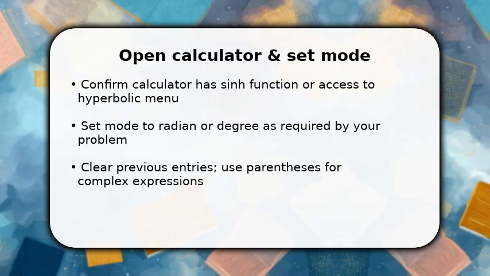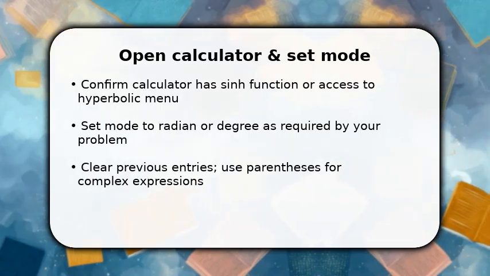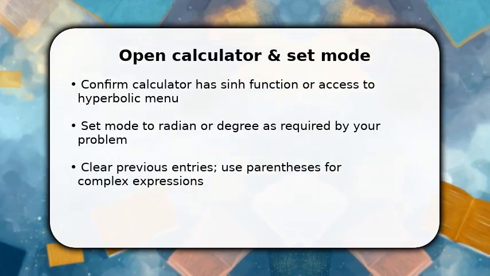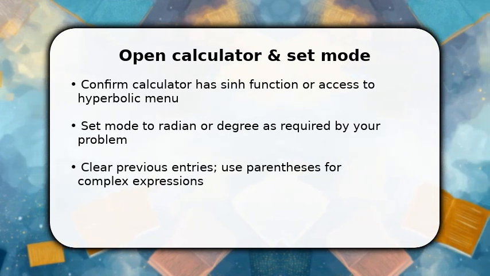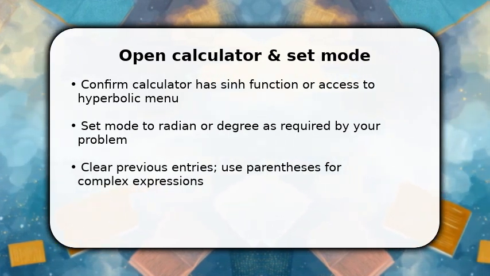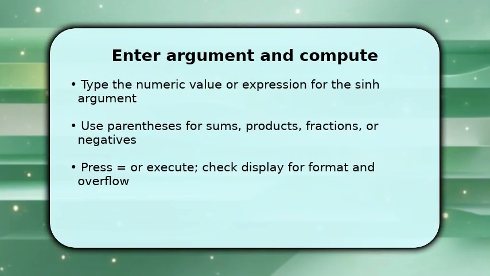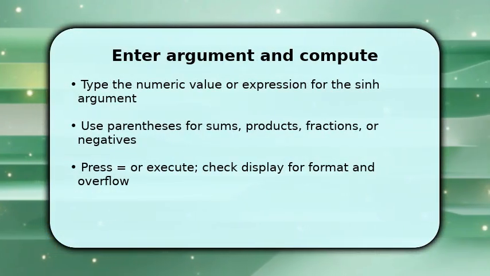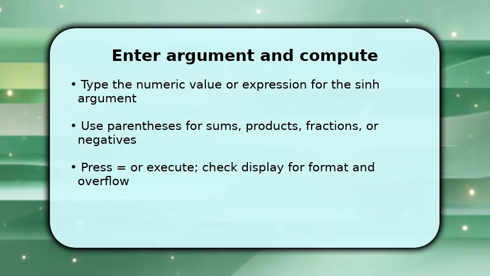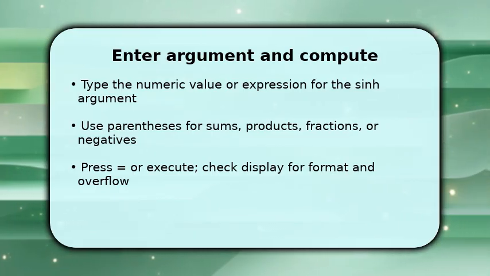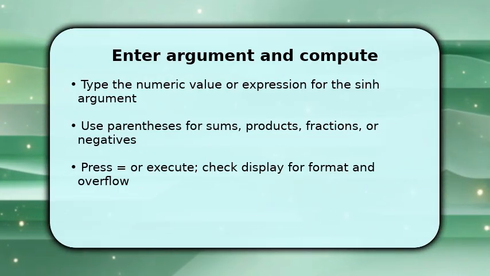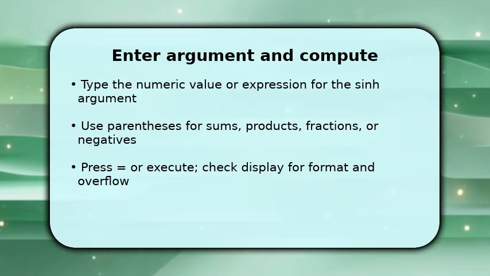Now press the hyperbolic or shift/second key that reveals sinh. If it's a menu, open the math functions list to expose sinh so you can input the argument next. You now enter the value whose hyperbolic sine you need. If it's an expression, wrap it in parentheses, for example (3 + 1/2), because calculators evaluate functions of the entire grouped expression. Once entered, press the compute key.